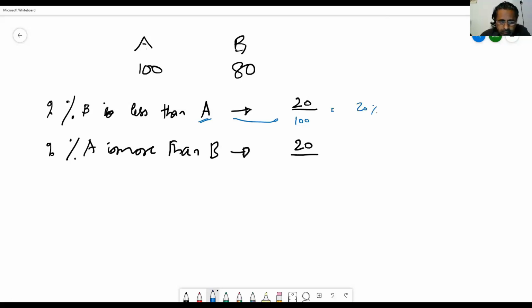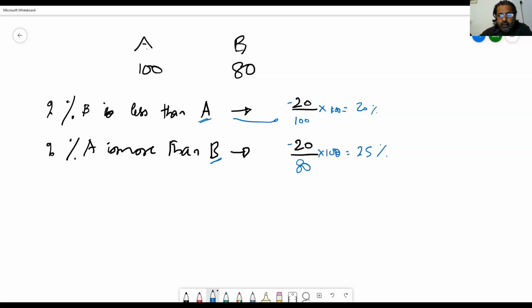Now the next question is, by what percentage is A more than B? So now the comparison is with respect to B. Though the numerator is the same, the denominator changes. It becomes 80 here, so it becomes 1 by 4, which is 25%. This is into 100, which you multiply by 100 to get a percentage.